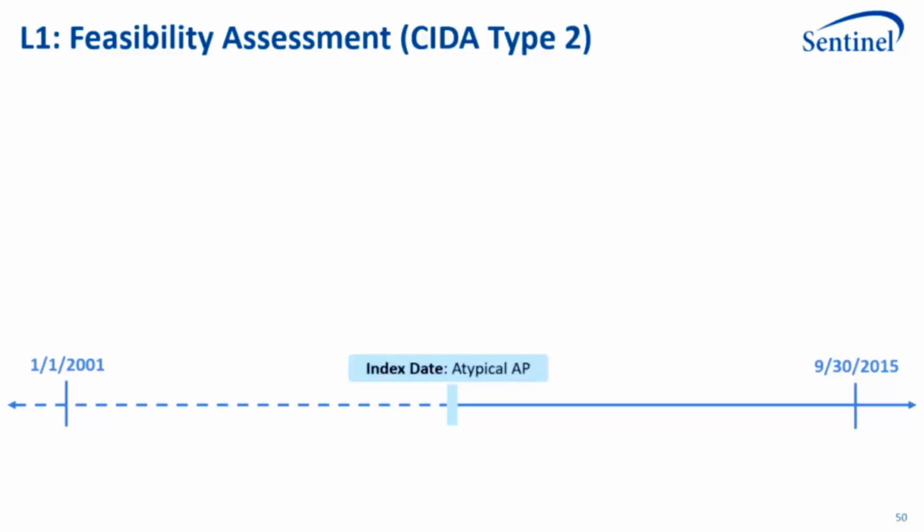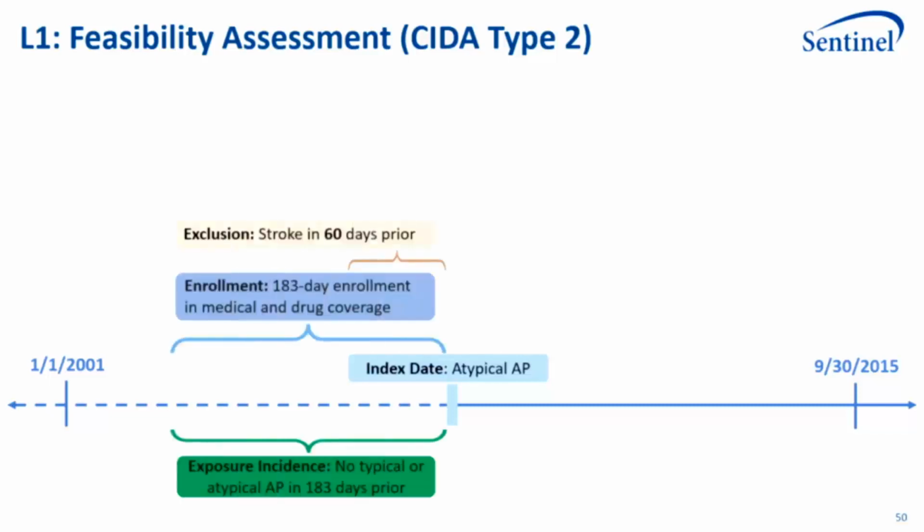Essentially, if you are an atypical antipsychotic new user, we define an index date based on the day that you have a new dispensing of atypical antipsychotics. And then to be eligible as a new user, you need to have no typical or atypical antipsychotic use in the 183 days prior. During the same evaluation window, we require members to have continuous enrollment of 183 days in valid health insurance or drug insurance plans. We also exclude members who had a recent stroke in the 60 days prior to the index date.